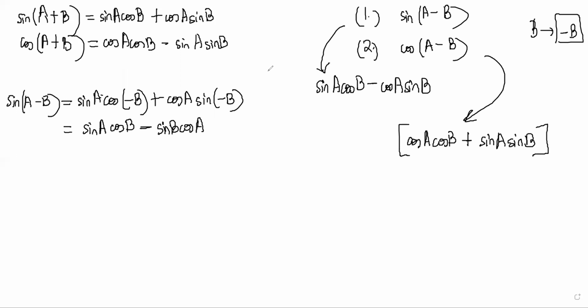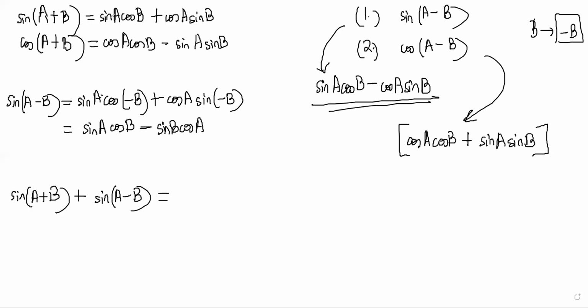Then the next thing that we will get is what happens when we do sine of A plus B plus sine of A minus B, right? What do you get? Now look at sine of A minus B and add it to sine of A plus B, right? You will get what? 2 sine A cos B, because the plus cos A sine B will cancel the minus cos A sine B, right? Now we will use this in a nice way.